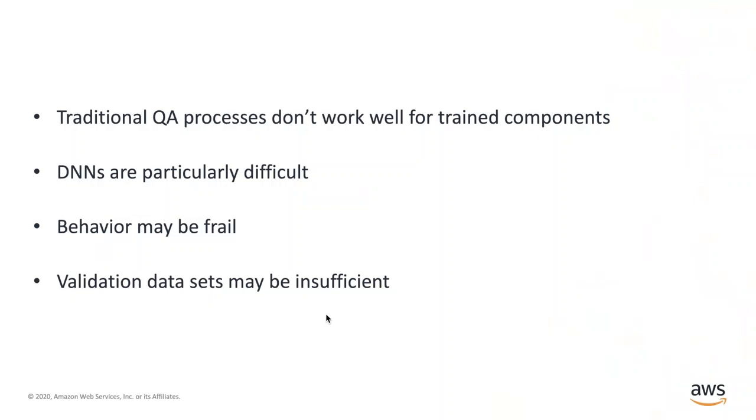And among all trained components, deep neural networks are particularly problematic and difficult to deal with. In particular, behavior of these sort of components may be surprisingly frail. So this means it has worked for you many times when you looked at it, and you turn around, okay, you turn your back to a computer, and then it starts failing and misbehaving and doing things that you didn't quite expect it to do.